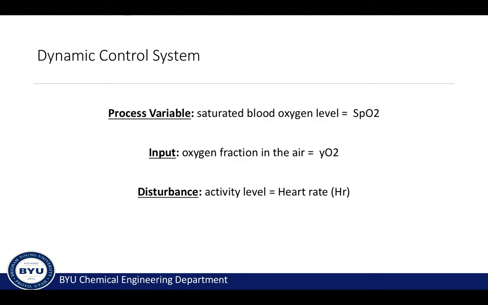So our dynamic control system was essentially, our process variable was our saturated blood oxygen level, SpO2. Our input variable was our oxygen fraction in the air that we're adding to the incubator. And a disturbance that we accounted for was the heart rate of the baby.